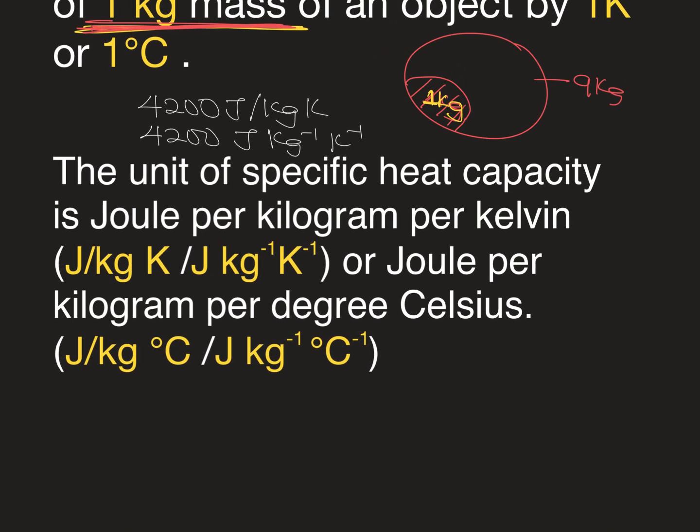So moving on, we've said that the unit of specific heat capacity is joule per kilogram per Kelvin. That is written this way, or if you want, you can write it this way, or we can say joule per kilogram per degree Celsius. That can be written this way or this way. So to summarize, when we talk about heat capacity, we are talking about the entire mass of the object. But when we refer to specific heat capacity, we are referring to just 1 kilogram out of the entire mass of the object. Okay?